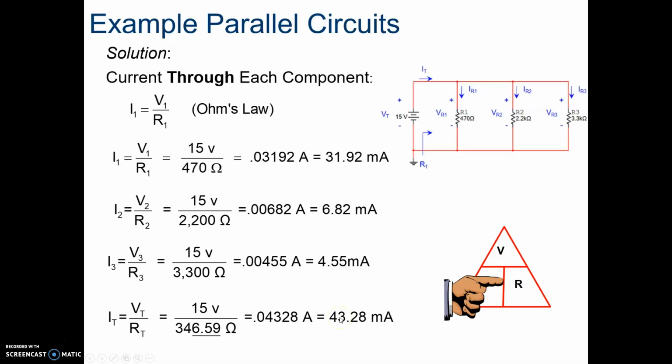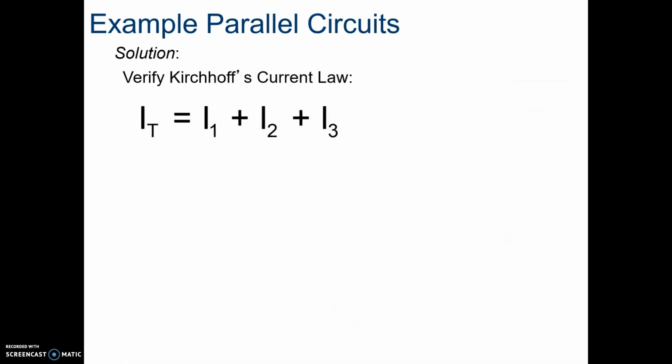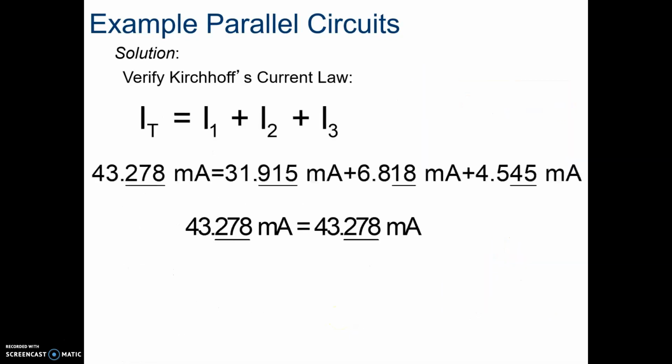that would be Kirchhoff's current law. So let's check that. Add them all together, and guess what? They come out to the exact number. Once again, as long as you're close, that's good, because we chalk that up to rounding error.